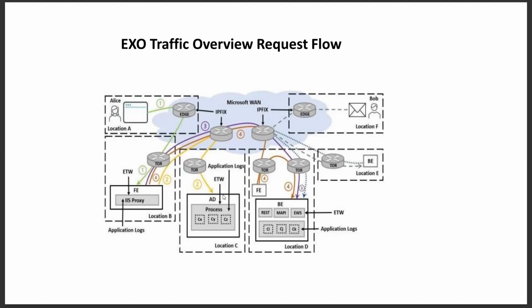This step and the next one, which is the FE server querying the BE server in location D, involve tier 0 traffic because the servers are in different locations. After figuring out where the mailbox is hosted, that is, at location D, the FE server in location B forwards Alice's request to another FE server in location D, and this FE server transfers the request to the BE server in location D. The response from the mailbox travels back to Alice following the same path that we have discussed.